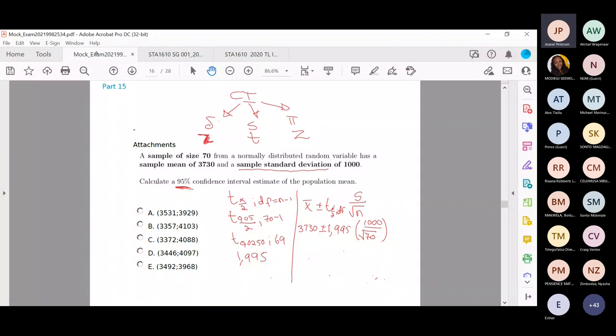Now you can go ahead and calculate this side first, only that part. Just give me the value of that. You get 238.4481. That's correct. Cool. Now we need to create our upper and lower limits.